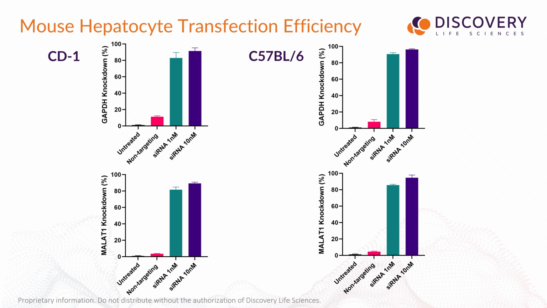At the top, GAPDH, a highly expressed housekeeping gene, shows strong mRNA knockdown at both 1 and 10 nanomolar siRNA concentrations across both strains. At the bottom, we see similarly effective knockdown of MALAT1, a long non-coding RNA often used to evaluate RNAi performance. These results confirm that our high-throughput transfection workflow delivers robust and reproducible gene silencing in primary mouse hepatocytes, supporting their use in gene therapy research.